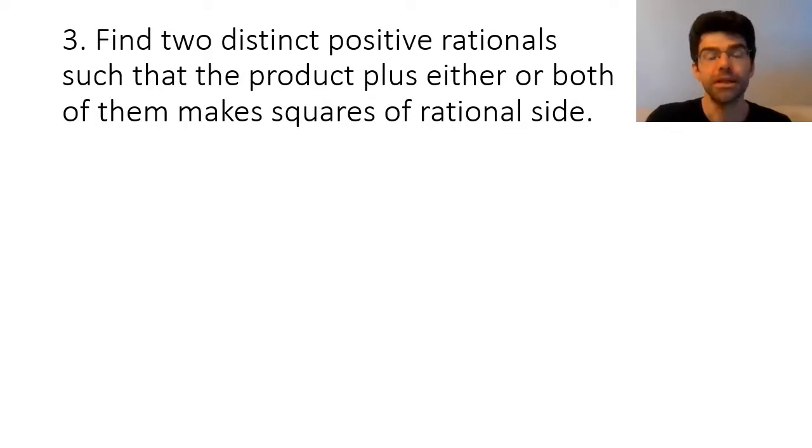The last problem that we're going to look at for this video again shows how to use the double equating method where the distance between a pair of squares is not a constant but involves the unknown symbol. So we want to find 2 distinct positive rationals such that their product plus either of them, or plus both of them, plus the sum, makes a square of rational side.